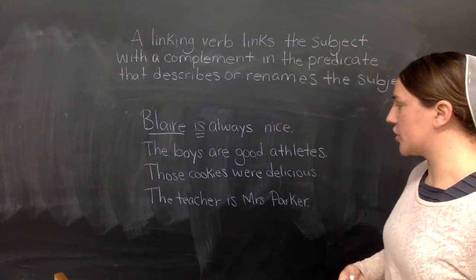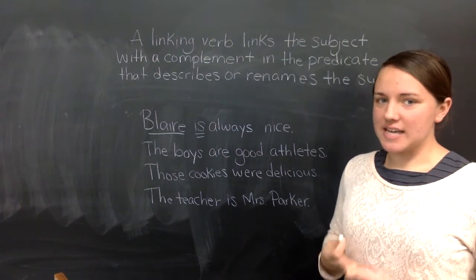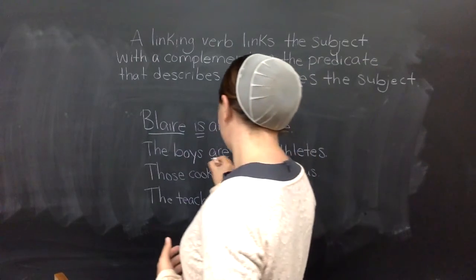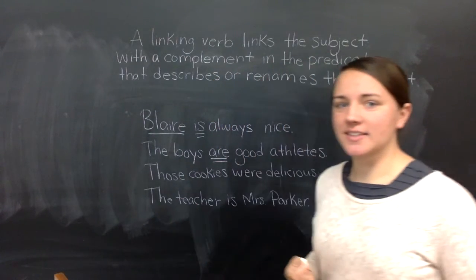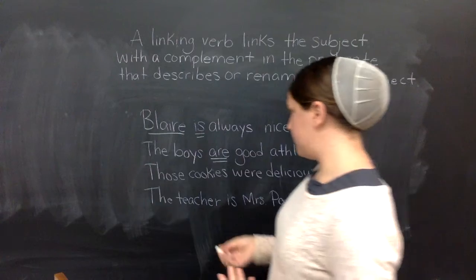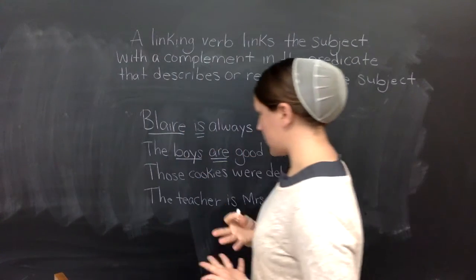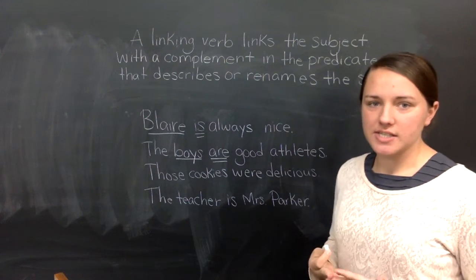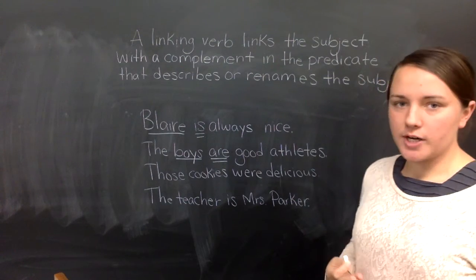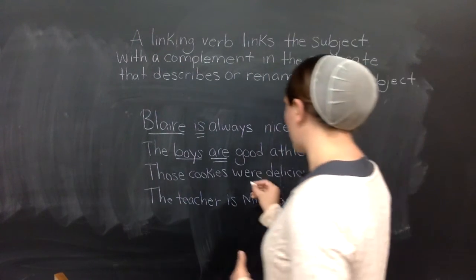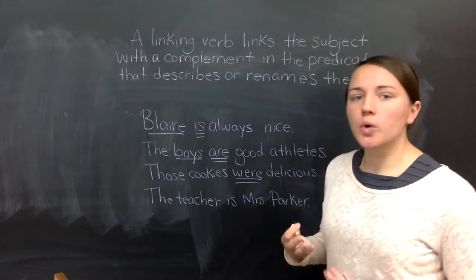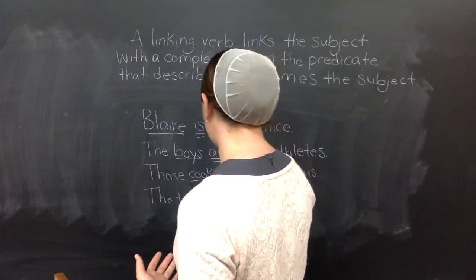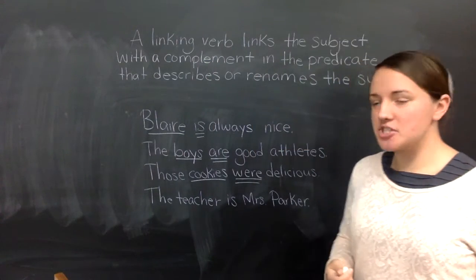Next, we have: The boys are good athletes. What is our verb there? Are is our verb. Who or what are? Boys. Boys is our subject. Next sentence: Those cookies were delicious. What is our verb? Were is our verb. Who or what were? Cookies. Cookies were. Cookies are our subject.